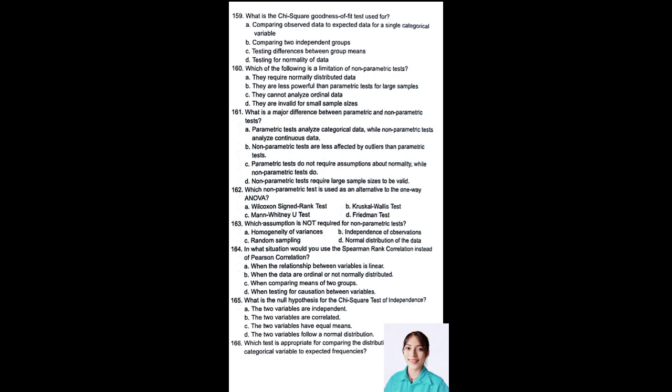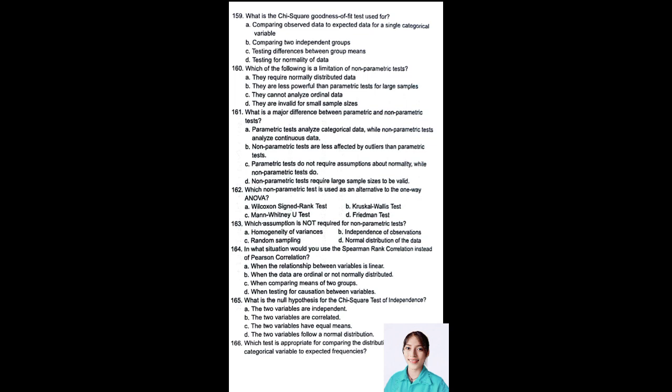Then we have 163. Which assumption is not required for non-parametric tests? The following are all required for non-parametric tests and only one is not. Option D is not required for non-parametric tests, which is the normal distribution of the data. Then we have 164. In what situation would you use the Spearman rank correlation instead of Pearson correlation? You use the Spearman rank correlation when the data are ordinal or not normally distributed. So that's option B.